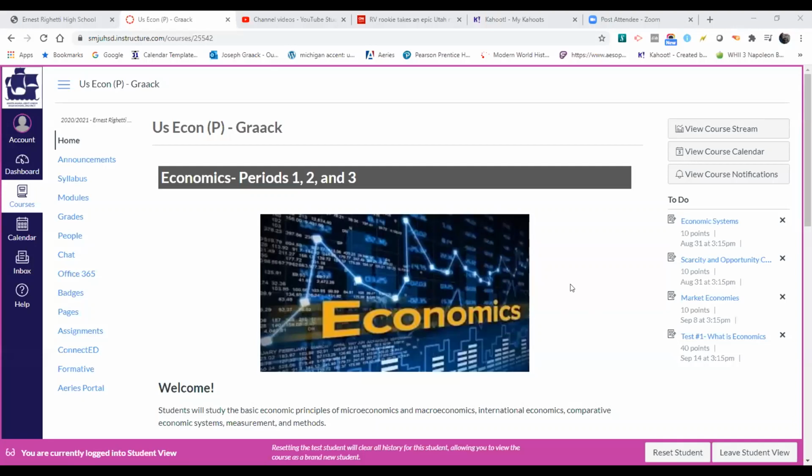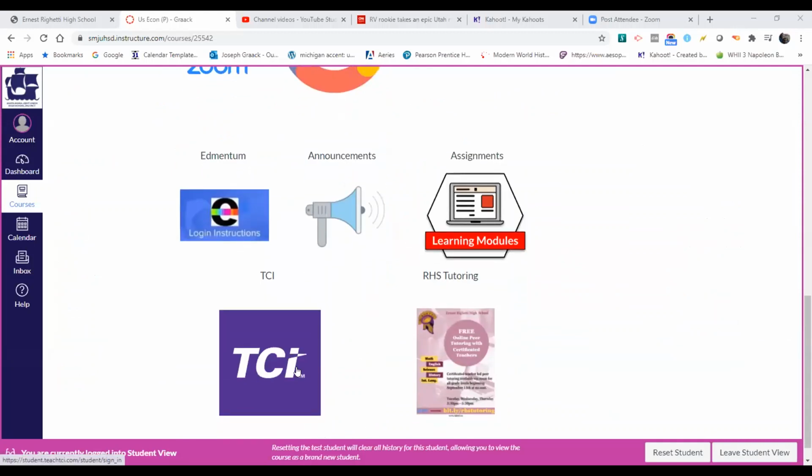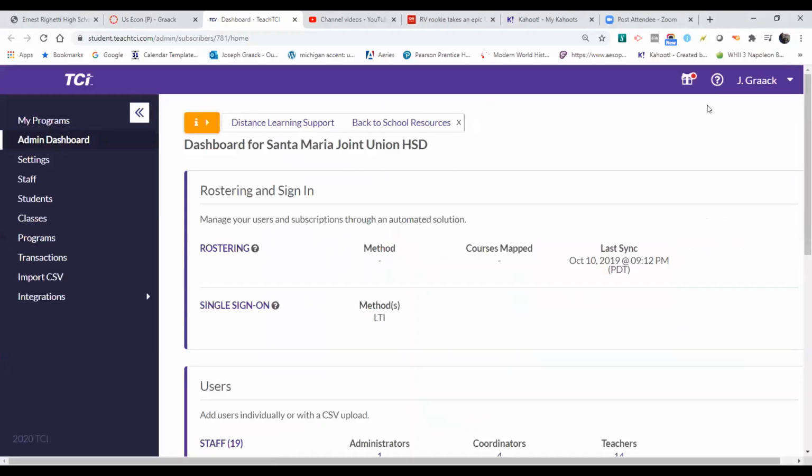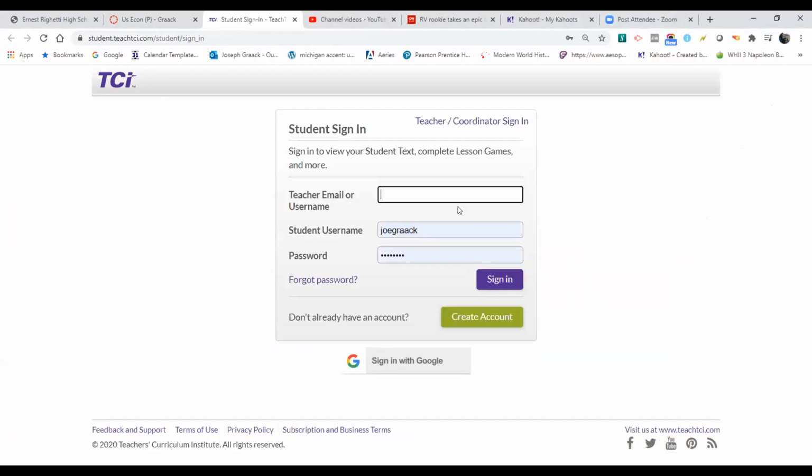Okay, so first thing, hopefully you noticed last week that I added a new tab down at the bottom for TCI. You can click right on that. Remember that when you do that and you're logging into TCI, you need to make sure that you're using my email address for the login. So this teacher email or login needs to be jgrock@smjuhsd.org for that to open up.